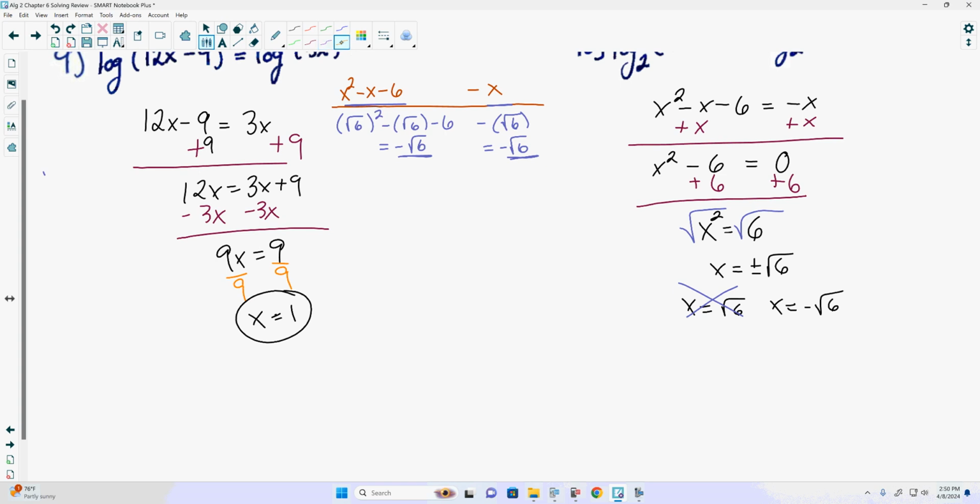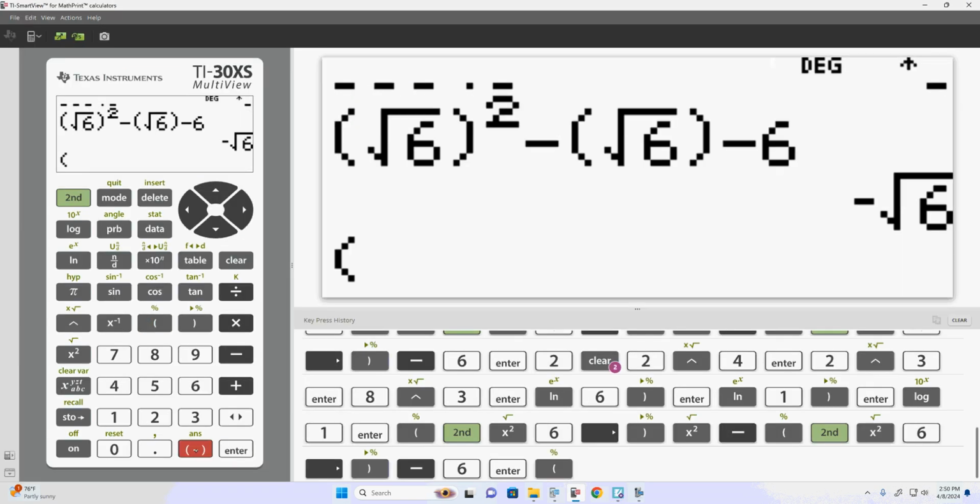Now we can check negative square root of 6. So we'd have negative square root of 6 squared minus negative square root of 6 minus 6. And again, we can check this in a calculator.